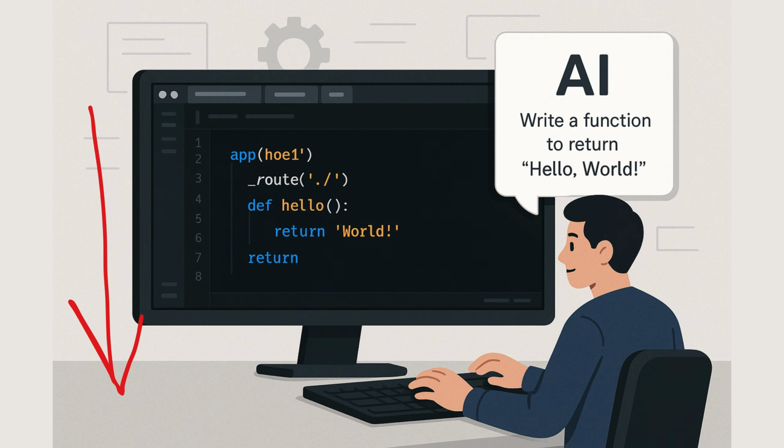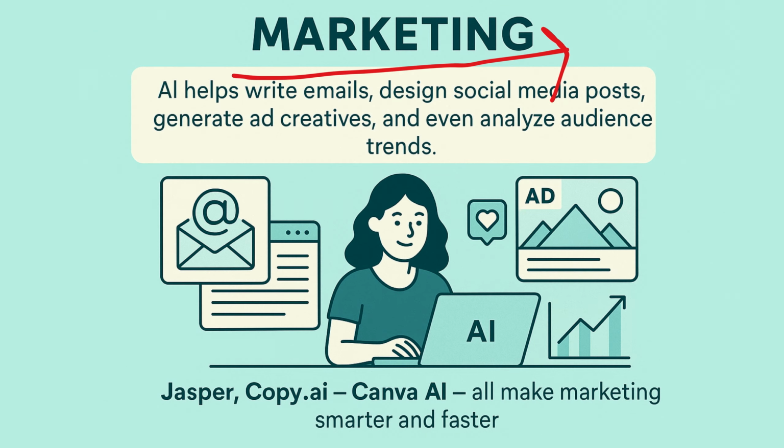2. Code generation. Developers use tools like GitHub Copilot or ChatGPT to write code snippets, debug issues, or even build full apps. Speeds up development and helps beginners get unstuck. 3. Marketing. AI helps write emails, design social media posts, generate ad creatives, and even analyze audience trends. Jasper, Copy.ai, Canva AI, all make marketing smarter and faster.